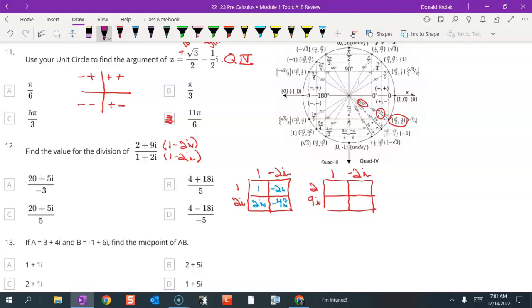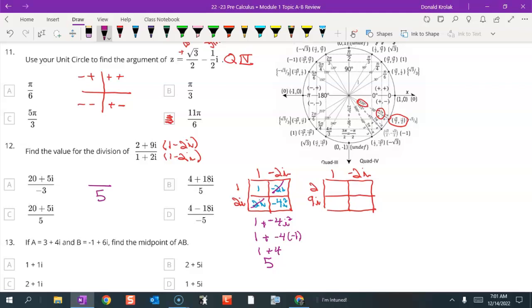Now, let's see. These are going to cancel. So I've got 1 plus negative 4i squared. i squared is negative 1. Okay, so this just becomes 1 plus 4, so the denominator is going to be 5.